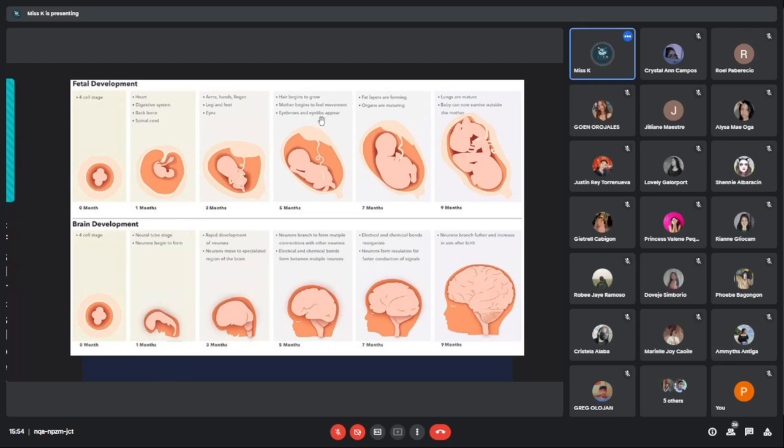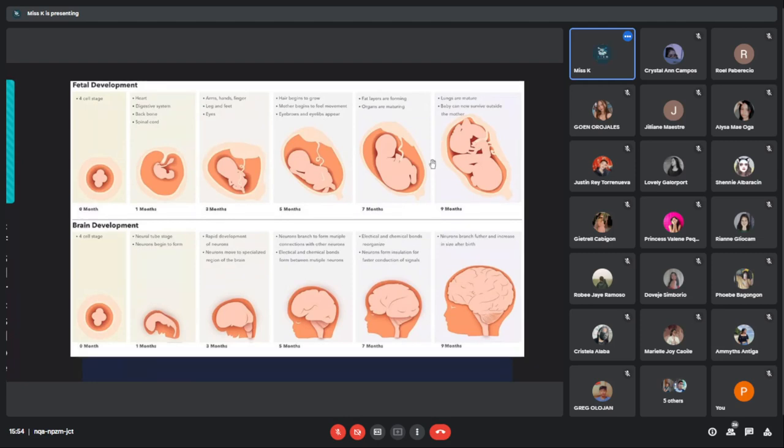So, as organs mature, your fat layers are also forming. So, by 9 months, the lungs are now mature, meaning the lungs are developed, and then when he or she comes out, he or she can breathe, he can cry, and then he will survive.